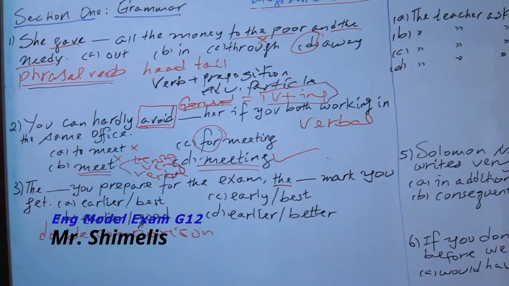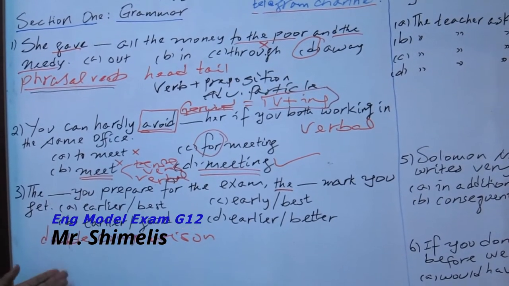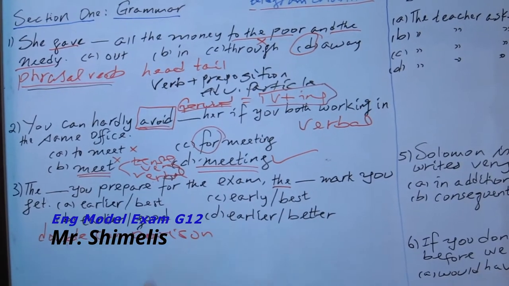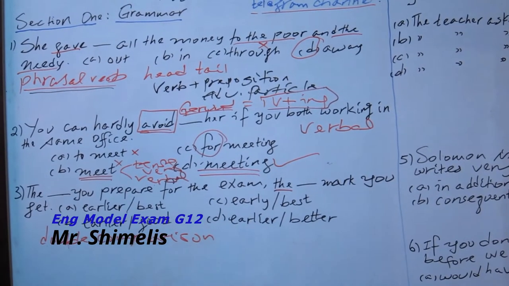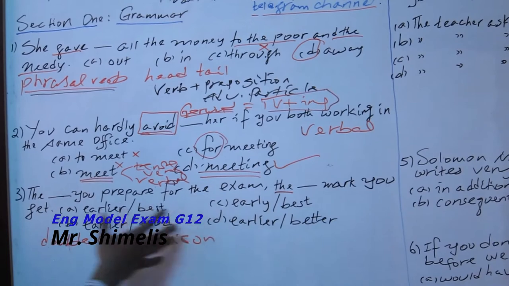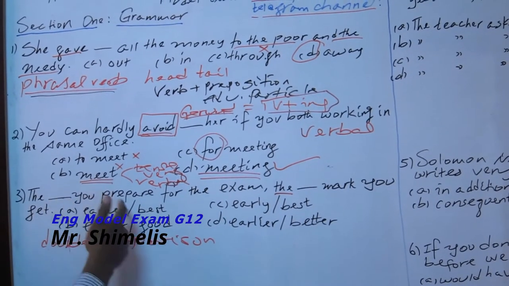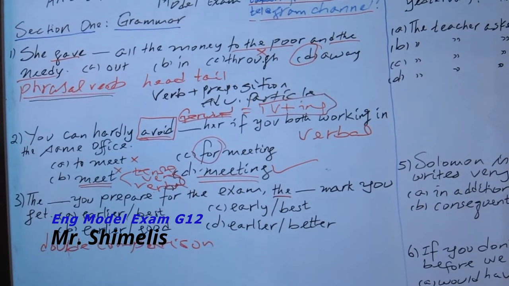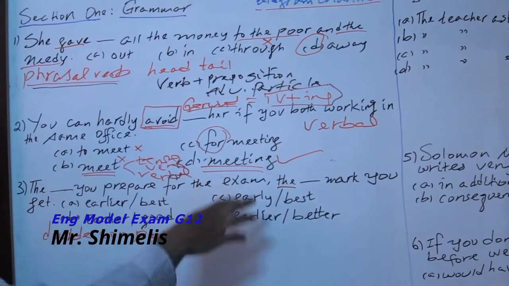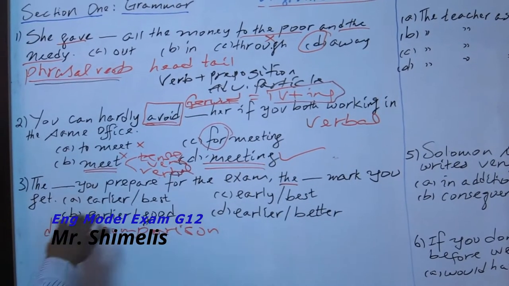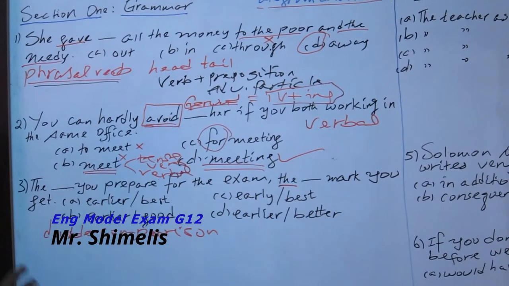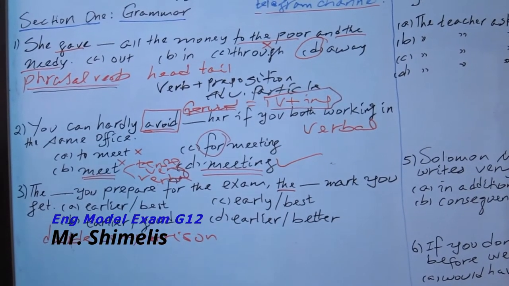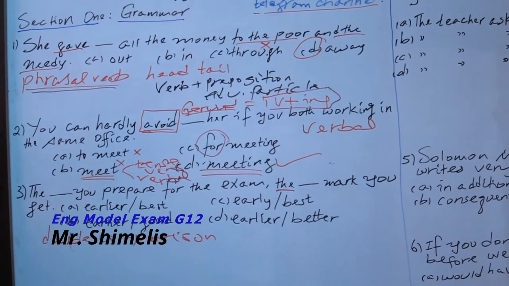In double comparison, as you can see, the structure is double. It's a parallel or equivalent structure in both clauses. In the first clause, the dash you prepare for the exam, the dash mark you get. So what's missing here is the adjective or the adverb in the blank space. The form of these two adjectives must be parallel, or double, or must be the same. So the structure is this.